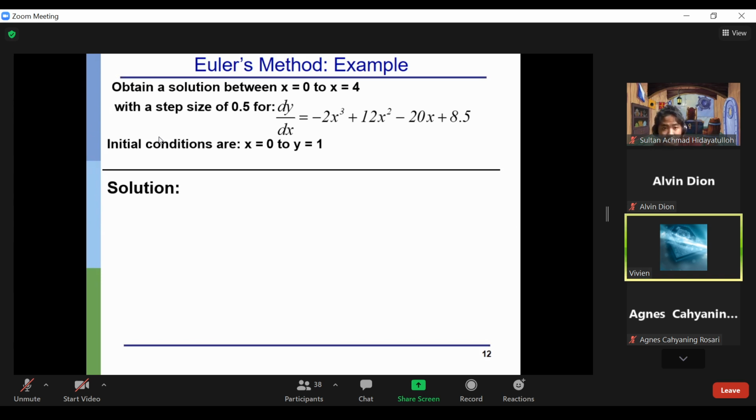Here we have the initial condition. Now we need an initial condition, which is for x equals 0, the y value will be equal to 1. So this is a condition that we need; we need one initial condition here. And we want to solve it with a step size of 0.5. So we will use Euler's method, in which y(i+1) equals y(i) plus f(xi, yi) times h.